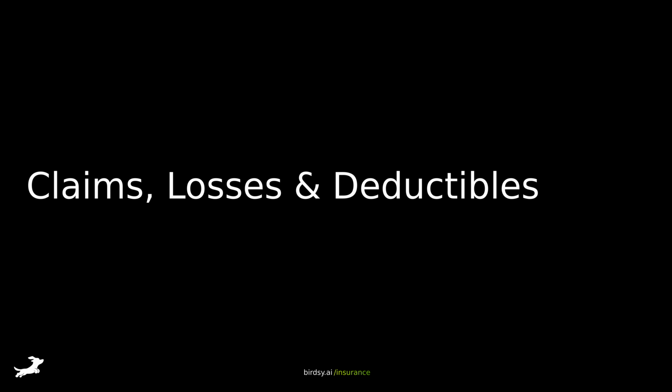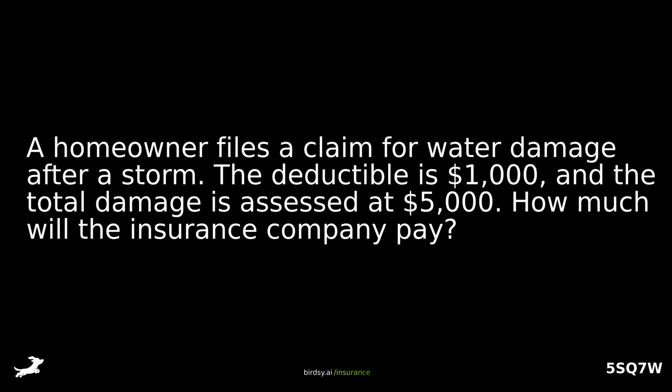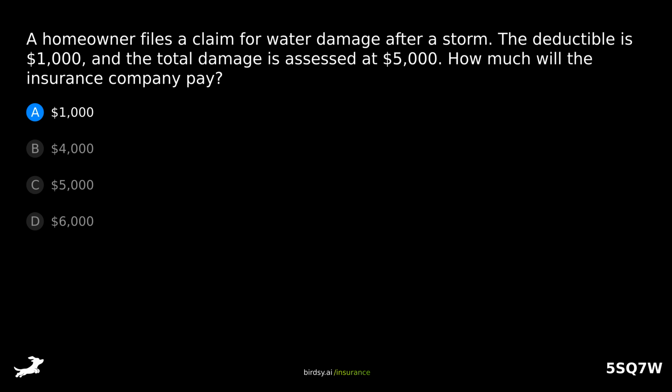Claims, losses, and deductibles. Post-deductible claim payouts. A homeowner files a claim for water damage after a storm. The deductible is $1,000, and the total damage is assessed at $5,000. How much will the insurance company pay? Is it A, $1,000, B, $4,000, C, $5,000, or D, $6,000? The answer is B, $4,000.